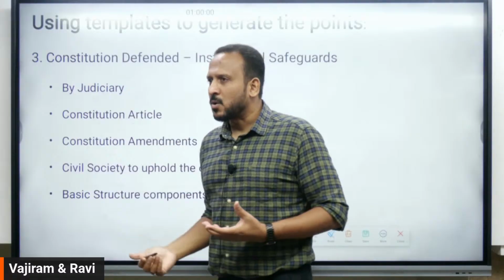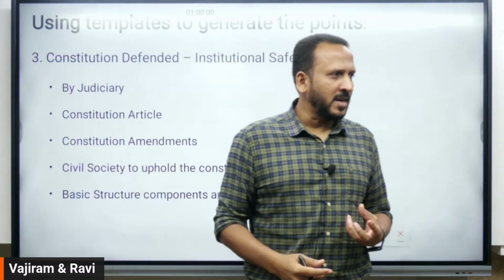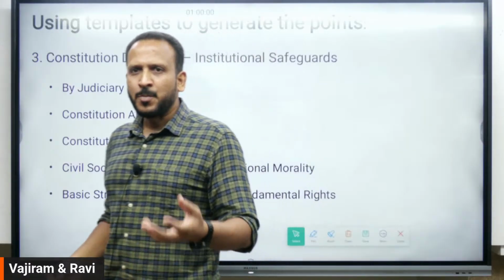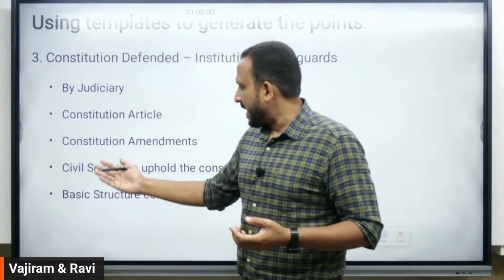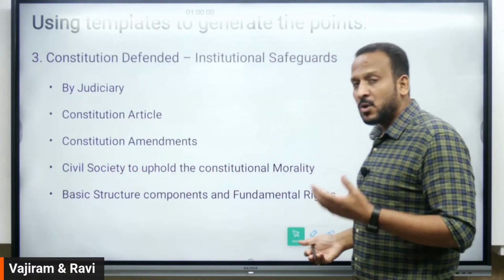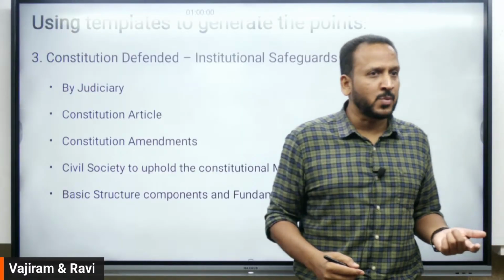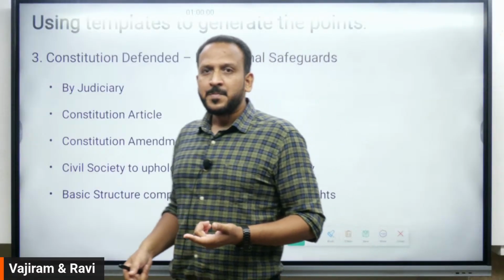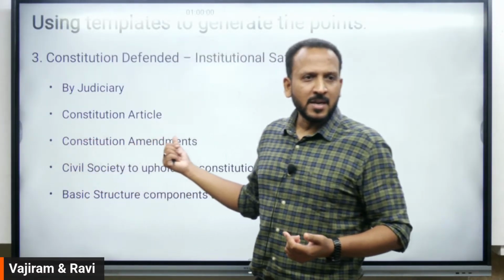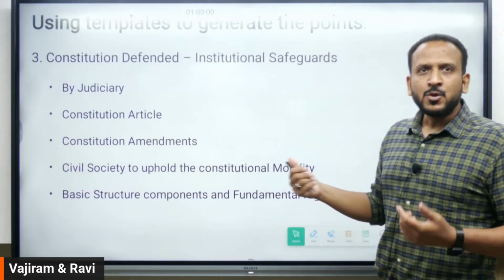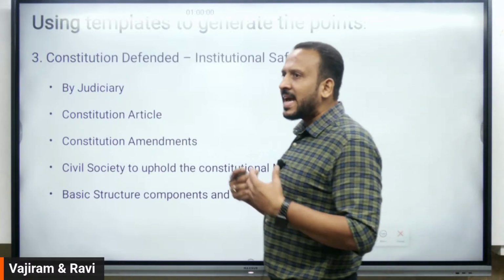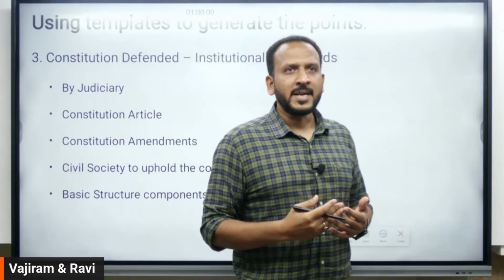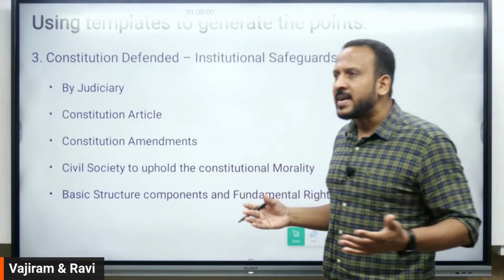Judiciary has played an important role. Even in our constitution, articles are there, judicial review is there, constitutional amendment is there to defend the constitution, right? Then civil society to uphold the constitutional morality, we can think from this point of view as well. Then basic structure component and fundamental rights. Are you getting this point? Is it clear to everyone? So when it comes to defending, we have to think in how many ways it is being defended.